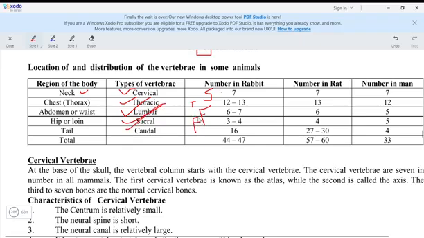Caudal, there are 4 in number, I'm talking about human beings now. So for human beings, 7 plus 12 plus 5 plus 5 plus 4 will give us 33. That's in human beings. So that's for the numbers of bones in humans.